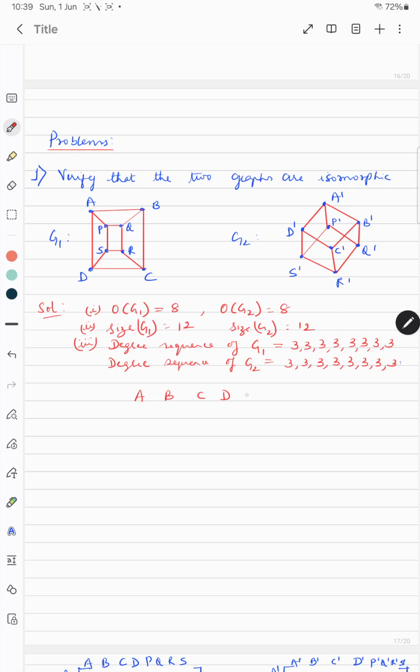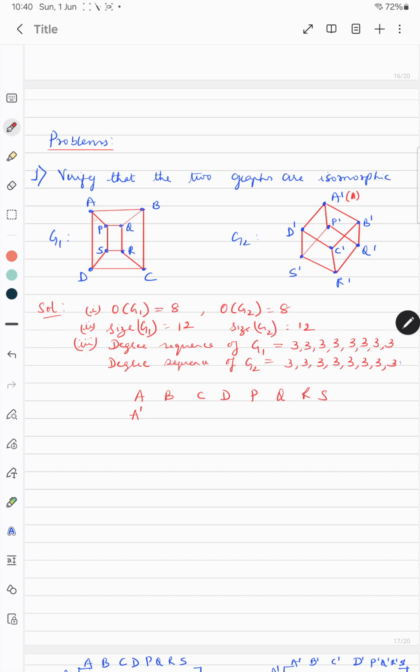A, B, C, D, P, Q, R, S. Now, A is a vertex of degree 3, which is adjacent to 3 vertices of degree 3. Okay. Now, in graph G2, let me start from A dash. A dash is of degree 3, which is adjacent to 3 vertices of degree 3. Hence, I can easily map A to A dash. Within brackets, I'll just write this as A for my convenience.